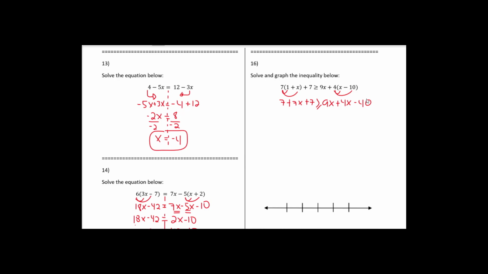Now we're going to do combine like terms. So these 7 and this 7 is going to combine. Going to equals 14 plus 7x greater or equal to. On this side, we have 9 and 4 that equals 13x. And we'll bring down the negative 40.